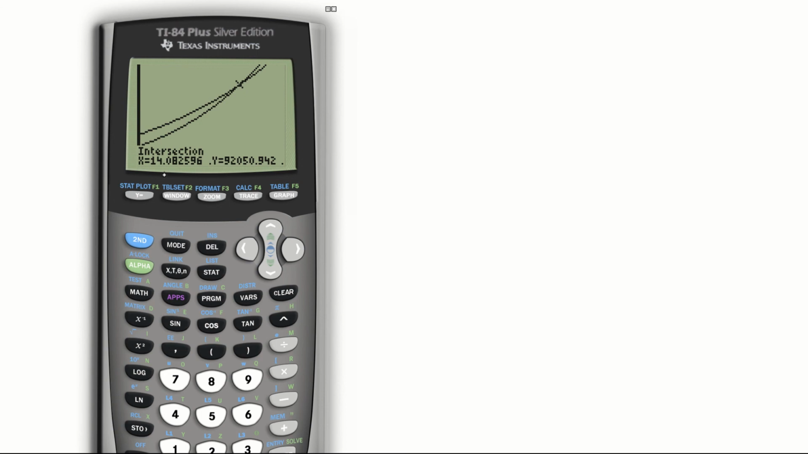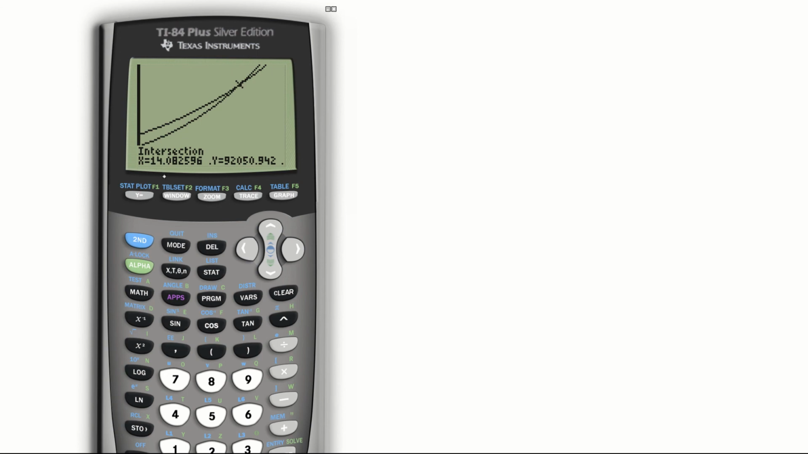I know from looking at this that it's going to happen after year 14. It's not going to happen at year 14, because they calculate the salaries at the beginning of the year. These are not compounded quarterly or monthly. They're just compounded at the beginning of the year. So at the beginning of the 14th year, sister is making less because this didn't hit that number, but at the start of the next year, year 15, she'll be making more.